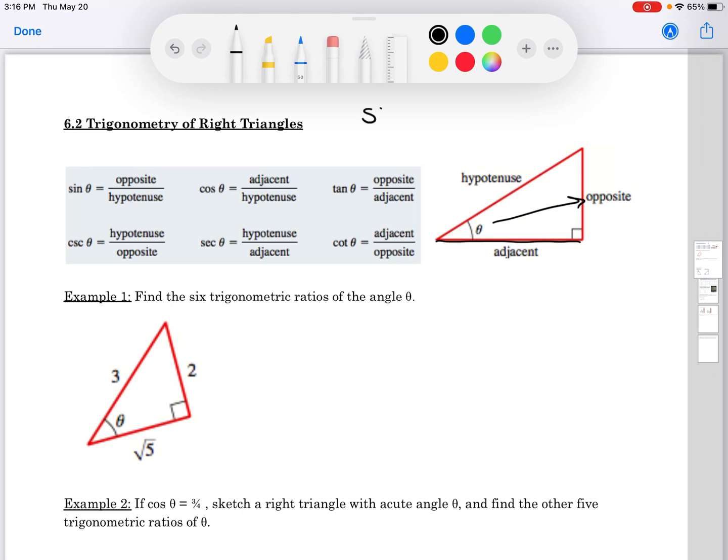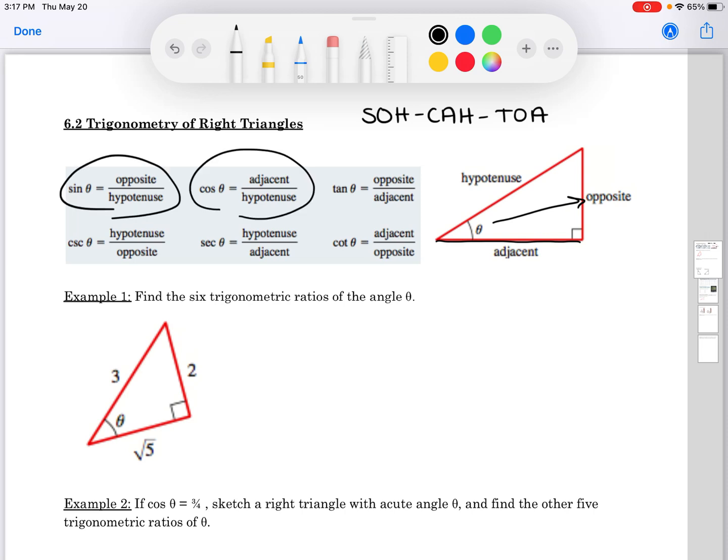So using this, you probably remember the phrase SOHCAHTOA. That's usually how most people remember it, and that stands for sine is equal to opposite over hypotenuse, cosine is equal to adjacent over hypotenuse, and tangent is equal to opposite over adjacent. And all these are our trig ratios. They're going to tell us the ratio between the sides.